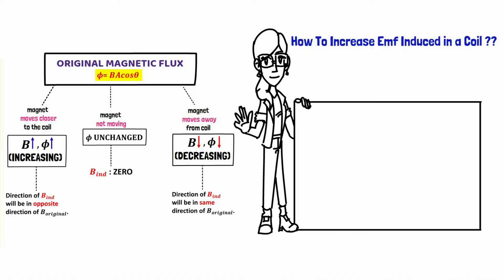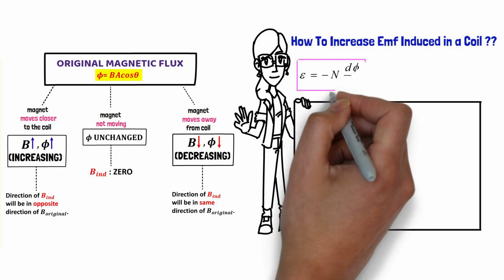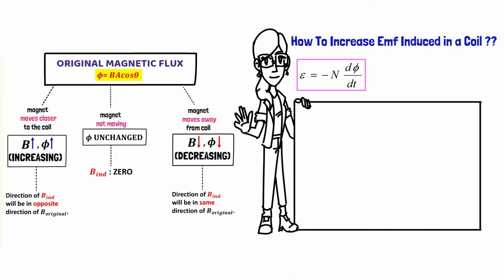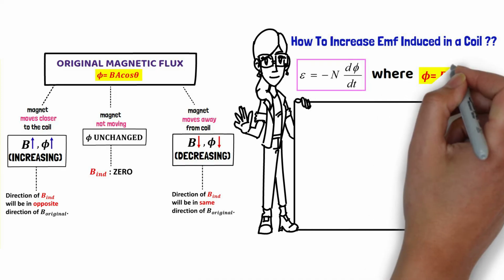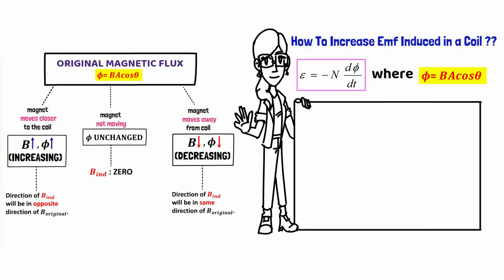So based on this equation, induced EMF is equal to negative N times d phi over dt. So kalau kita gantikan magnetic flux tadi dengan equation BA cos theta, we can see the relationship between induced EMF and B, induced EMF and A, induced EMF and the number of turns of the coil, and also the relationship between the angle theta and the induced EMF. So, ada tiga cara to increase the EMF induced in a coil.